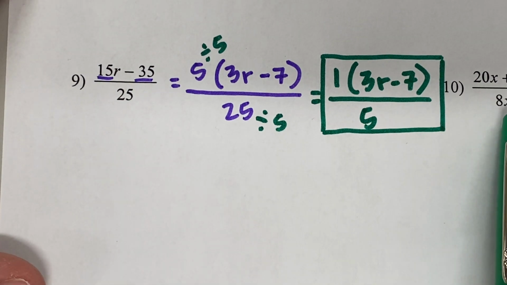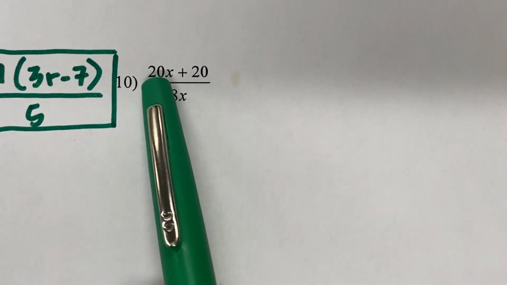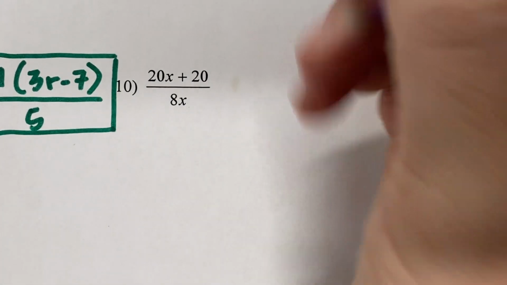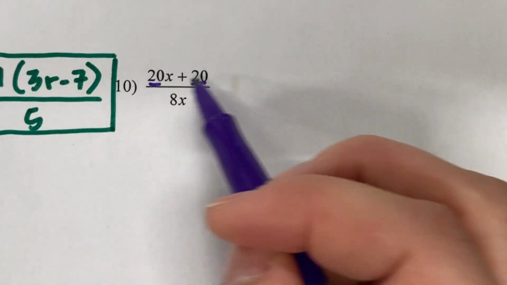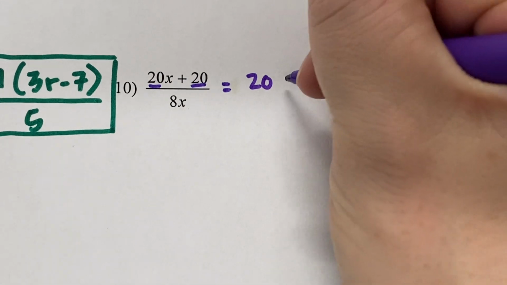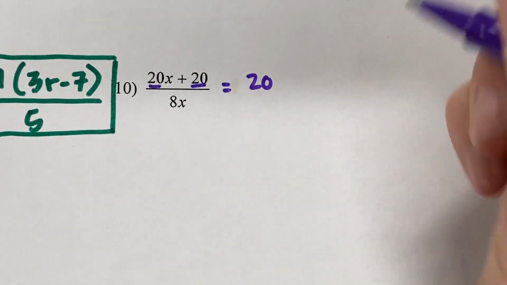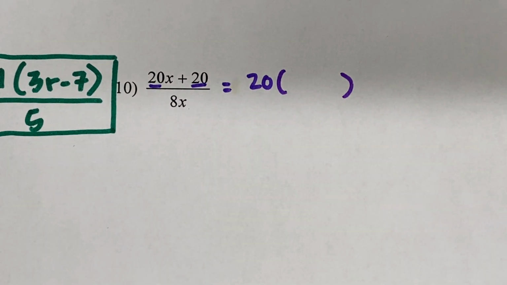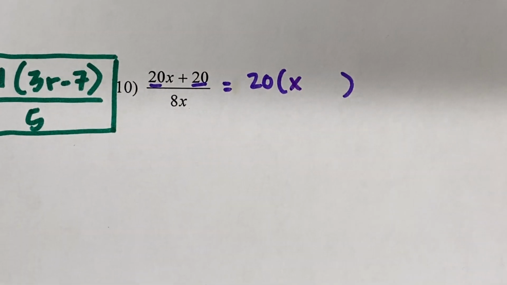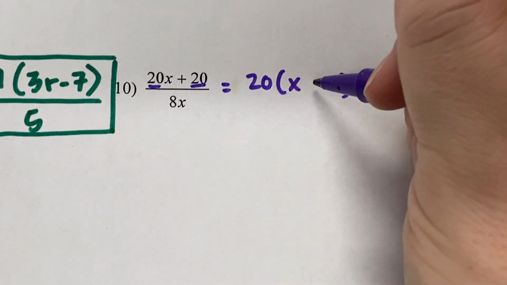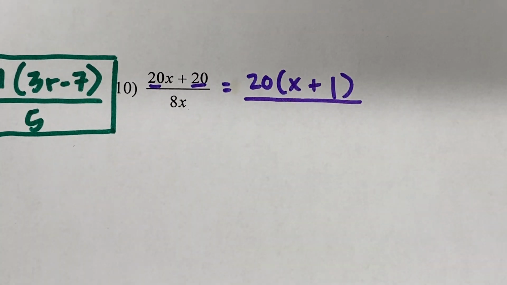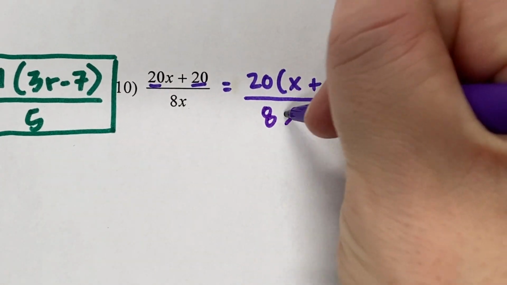Okay, so let's go ahead and simplify our last guy. Okay, so my numerator, I have 20 and 20. Well, 20 and 20 are the same, so we can factor out a 20. Okay, can't take an x out because they both don't have an x, so I'm just factoring out the 20. Okay, 20 divided by the 20 is 1, so 1x. Again, 20 divided by 20 is 1. So I'm left with 20 times x plus 1 on top over 8x on bottom.